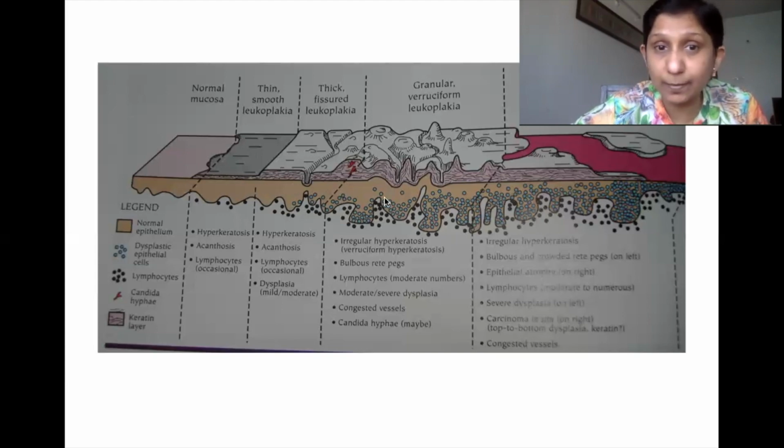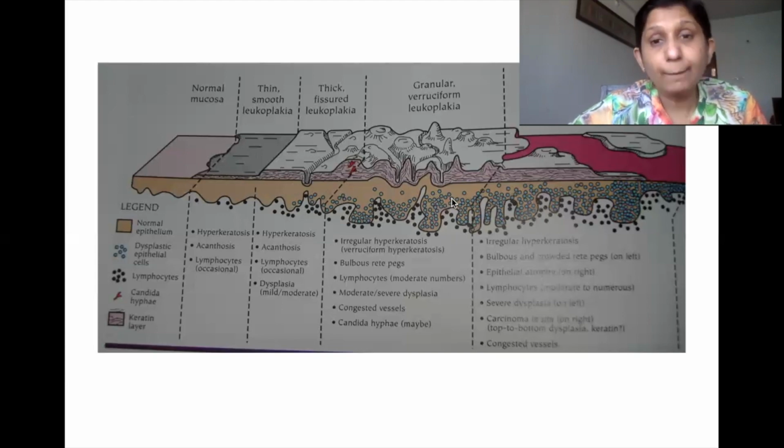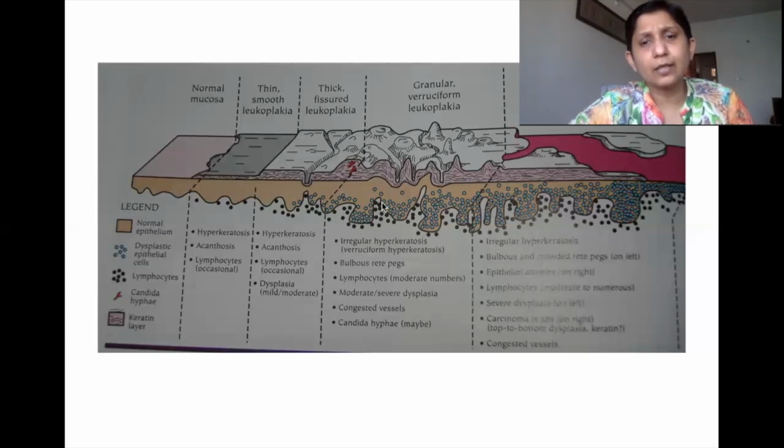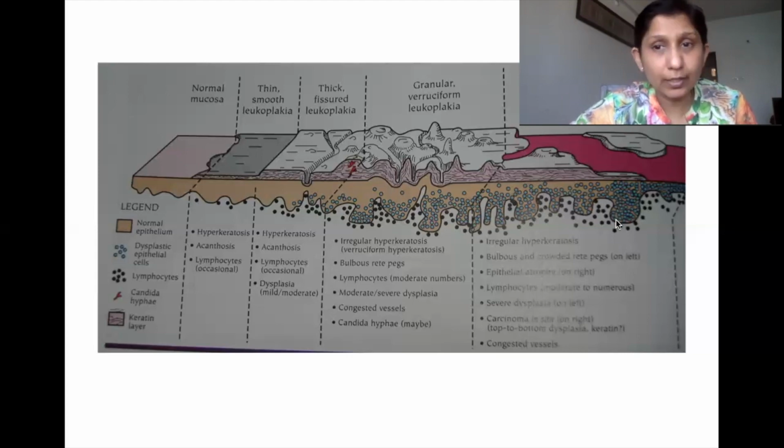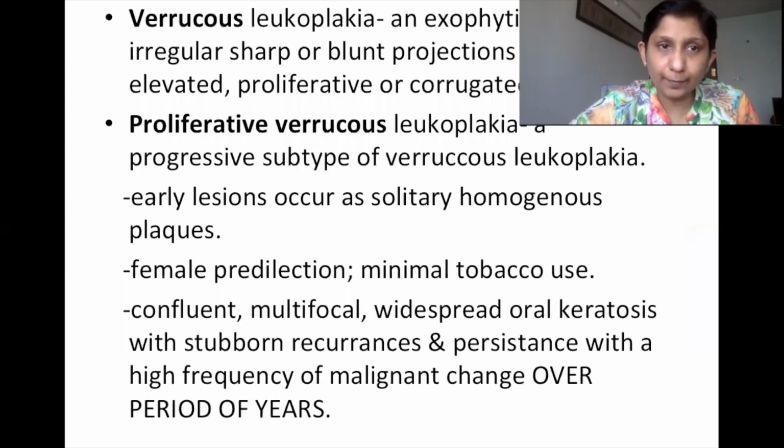This is not visible by the naked eye, but if you take a biopsy in each of these stages, you can actually see that the number of dysplastic cells which were earlier seen in the lower third of the epithelium is now seen throughout the thickness of the epithelium. So that is a pictorial representation.